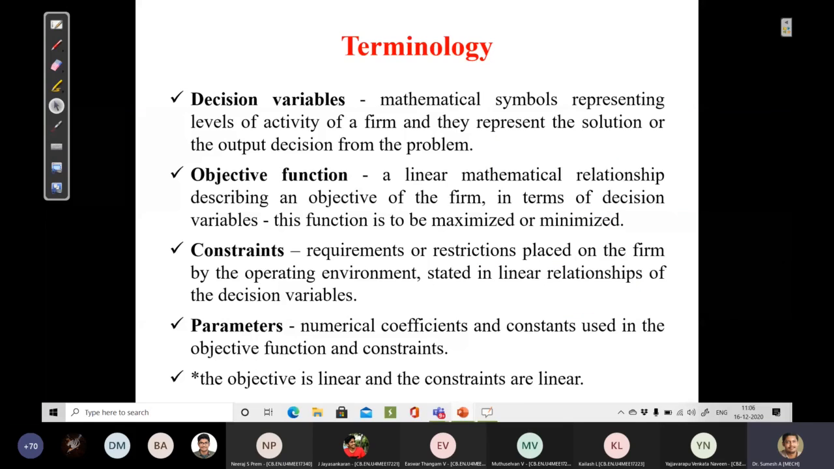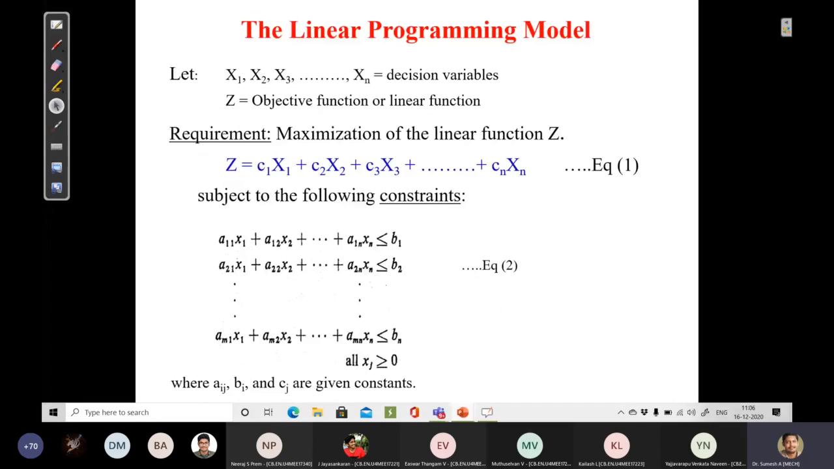We have seen the decision variables we have discussed. We have seen the objective function. We have seen the constraints and the parameters. So all these things we have discussed in yesterday's class. Now if we see the standard form of an LPP problem, this is what is basically known as the standard form of the LPP equation.